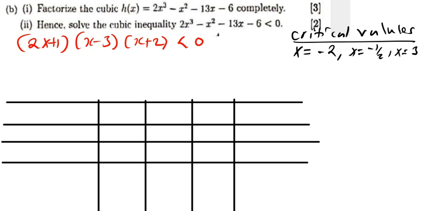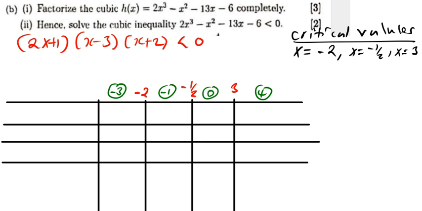So the values that I have is negative 2. I'll put negative 2 here. Then here negative 1 over 2. Then here 3. So here I'll put a number that is greater than 3. That is 4. Here the number in between, I can just choose 0. The number in between, I can choose negative 1. Then the number here, I can get negative 3.